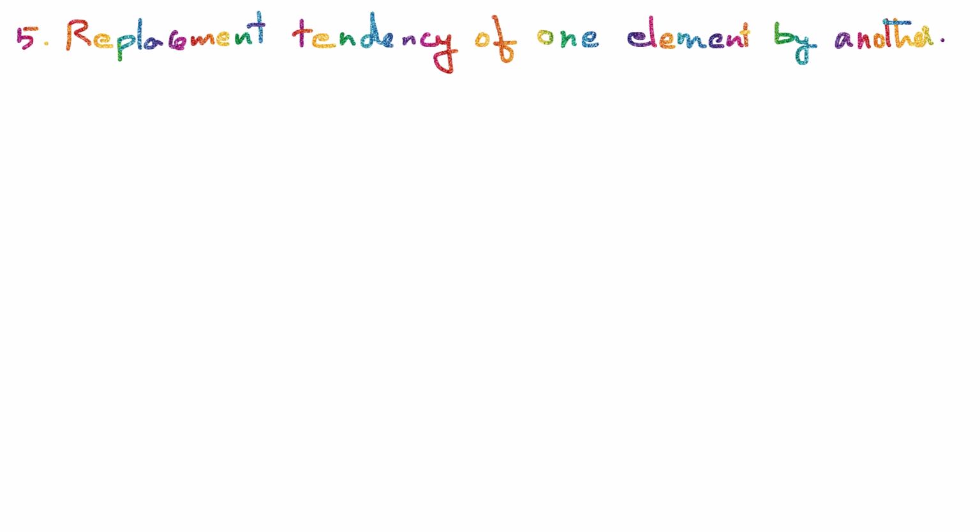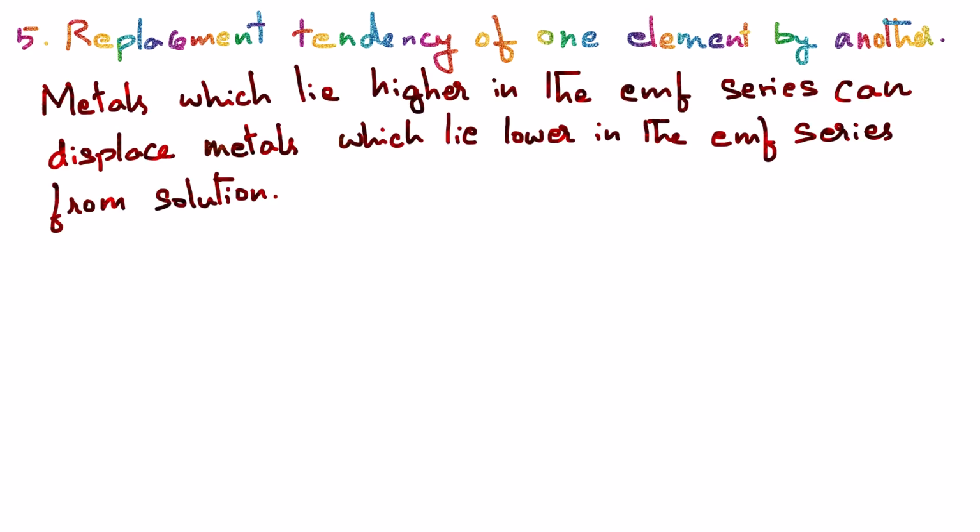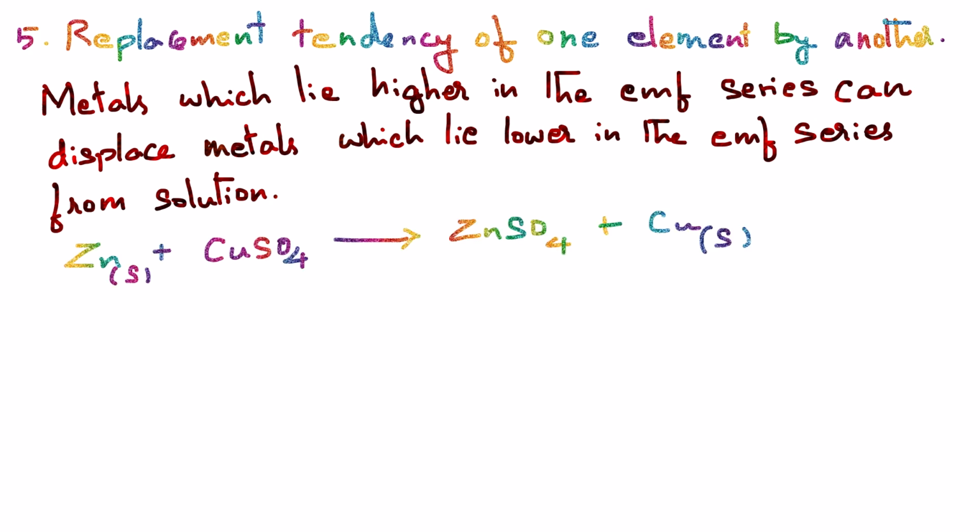Replacement tendency of one metal by another. Metals which lie higher in the EMF series can displace metals which lie lower in the series from solution. For example, zinc and copper sulfate. When we store copper sulfate in a zinc vessel, zinc will displace copper. Zinc forms zinc sulfate and solid copper is produced.